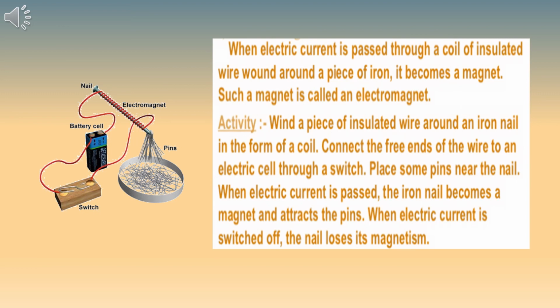Here we are going to discuss the electromagnet. When electric current is passed through a coil of insulated wire wound around a piece of iron, it becomes a magnet. Such a magnet is called an electromagnet.